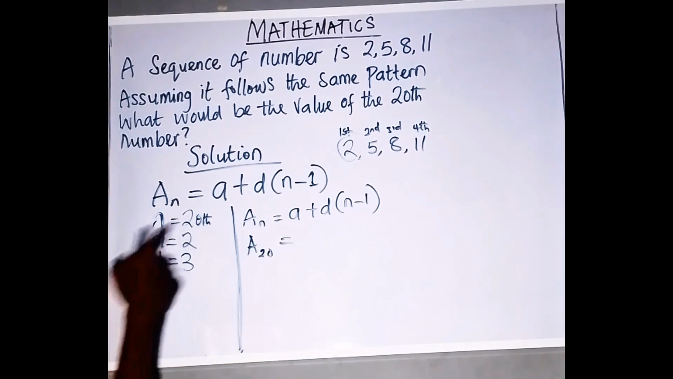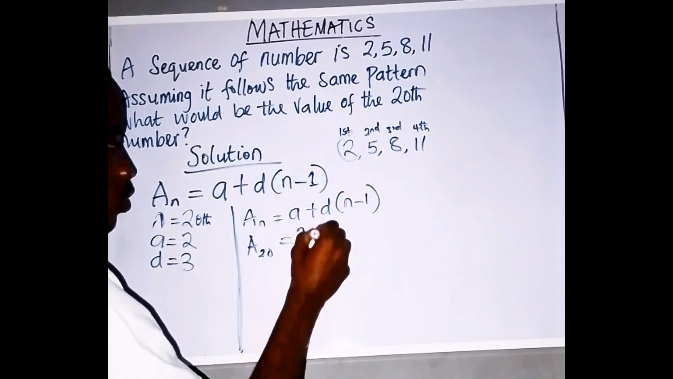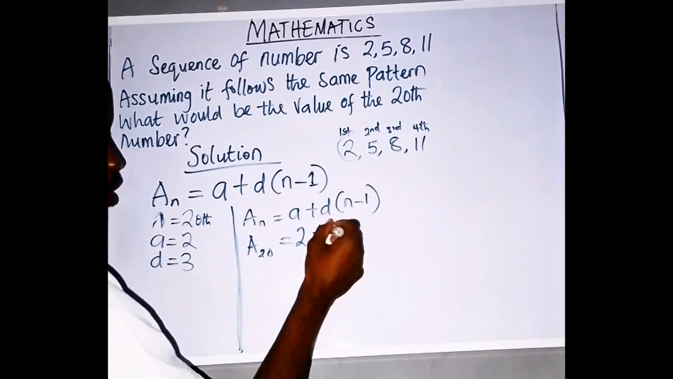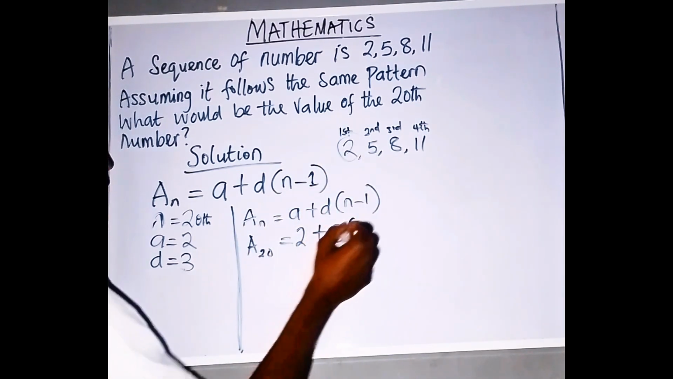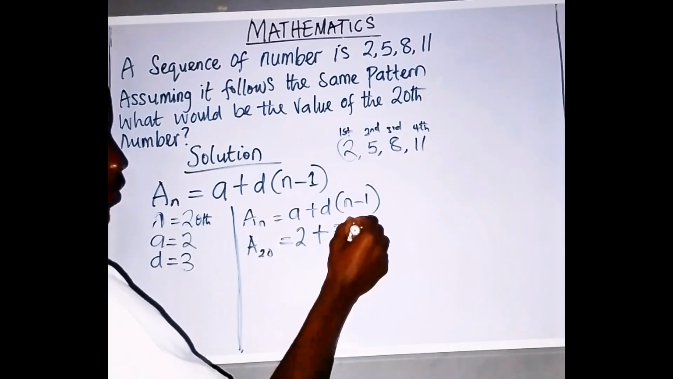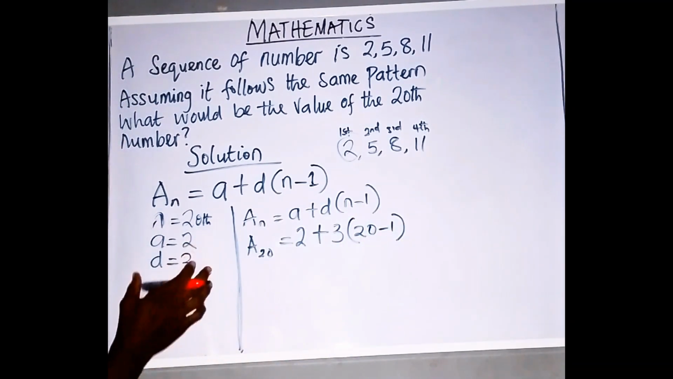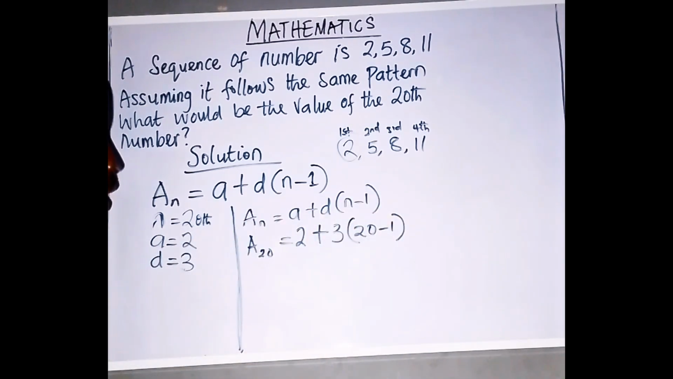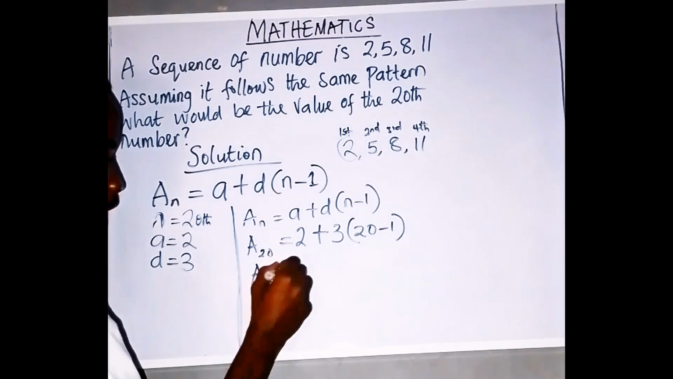I also have a, which is 2, the first term from the question. 2 plus d, which is the difference. The difference in the question is 3. d means difference, so I'll put my 3. Then the brackets. Then I have n, which is the value of 20, then minus 1. I've substituted all these numbers in my formula. This is an arithmetic progression formula. Alright. So to get the value of the 20th term.